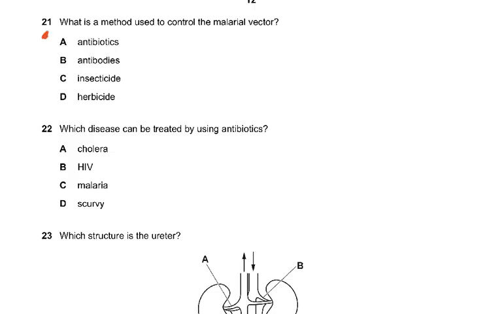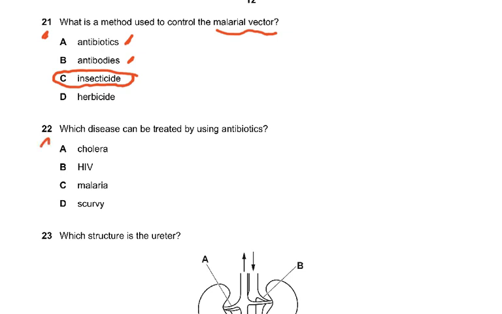Question number 21. What is the method used to control the malarial vector? Very basically, the malarial vector is a mosquito, the female Anopheles mosquito which transmits malaria. So it cannot be antibiotics. Antibiotics kill bacteria. Antibodies are produced by lymphocytes in the body. So it had to be insecticide, which is going to kill the mosquito. Herbicide is used to kill the weeds between the crop plants. Like you have a wheat crop and you have some different plants growing in it which are not going to fetch you any money. So that is going to be killed by using a herbicide.